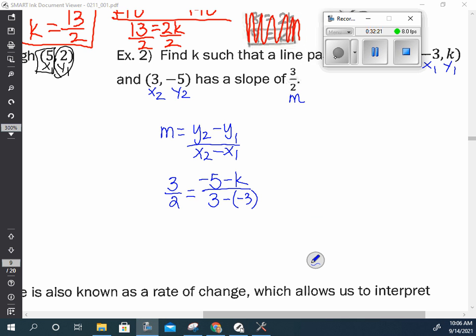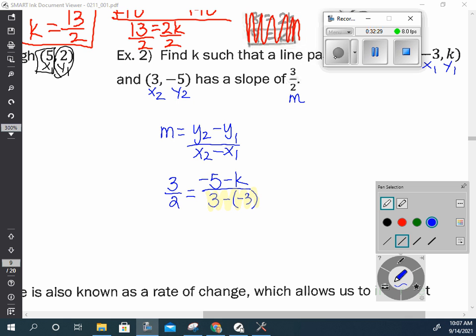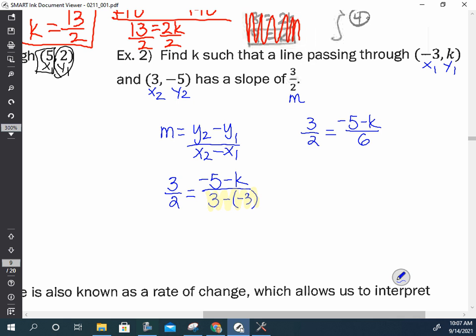All right, so since everything is set up, we've got 3 minus -3 that we can simplify. So we simplify that to be 3/2 equals -5 minus k over 6. So we're set up and ready to go. 3 gets multiplied times 6. When we cross multiply, 2 gets multiplied times -5 minus k. So we took care of the cross multiplying.